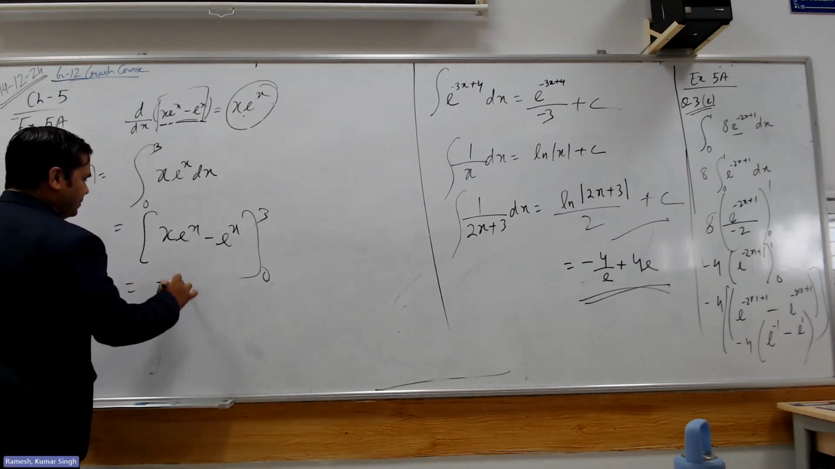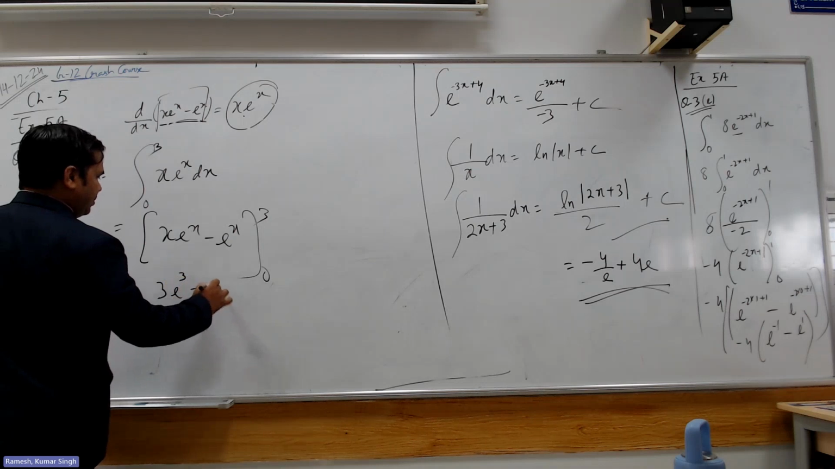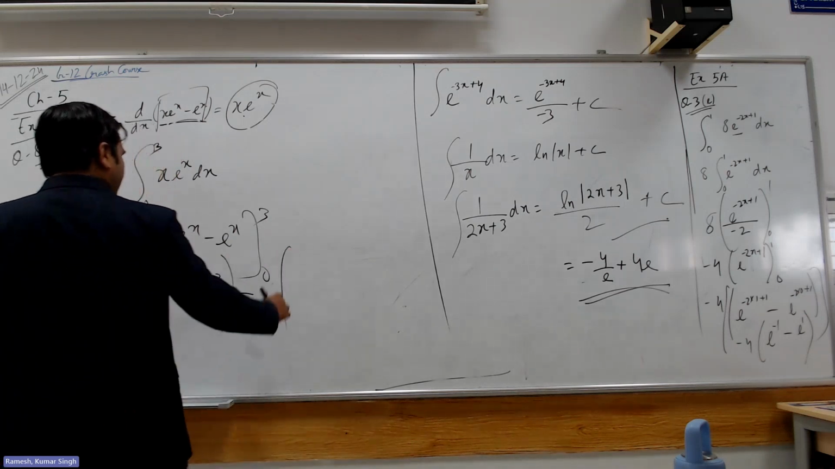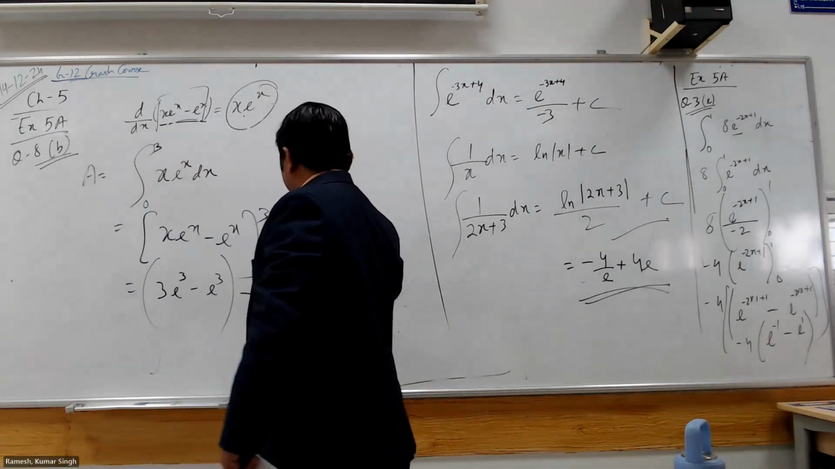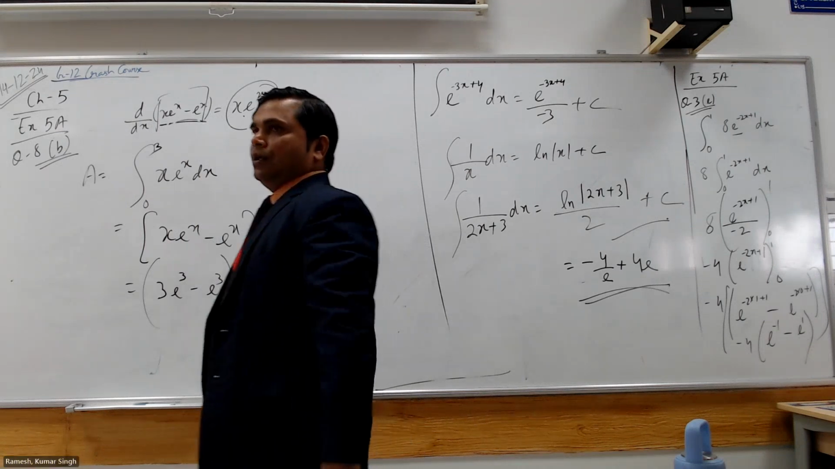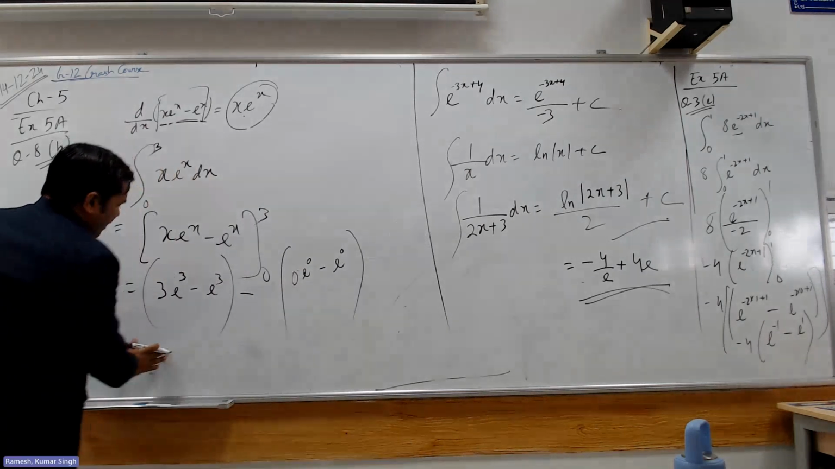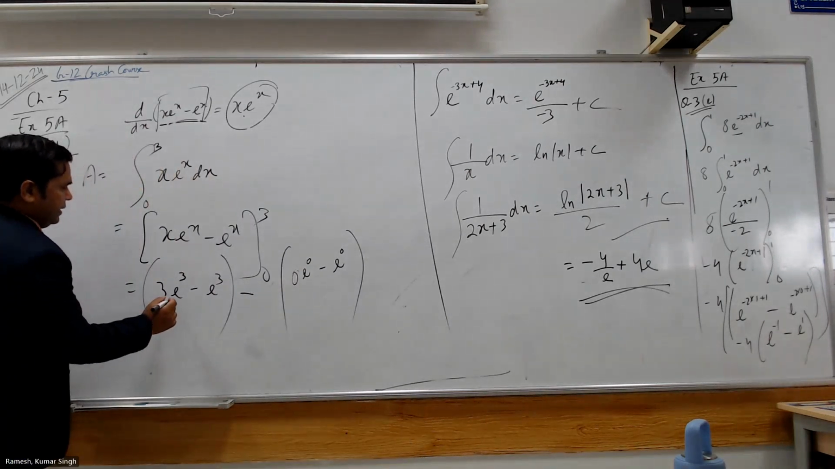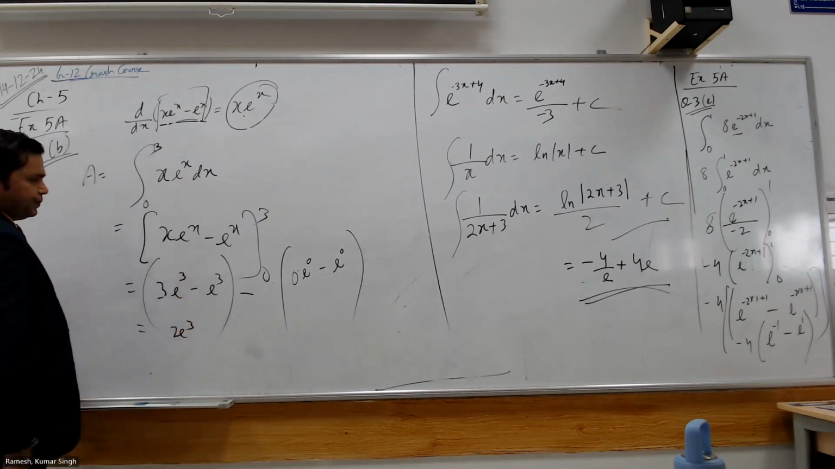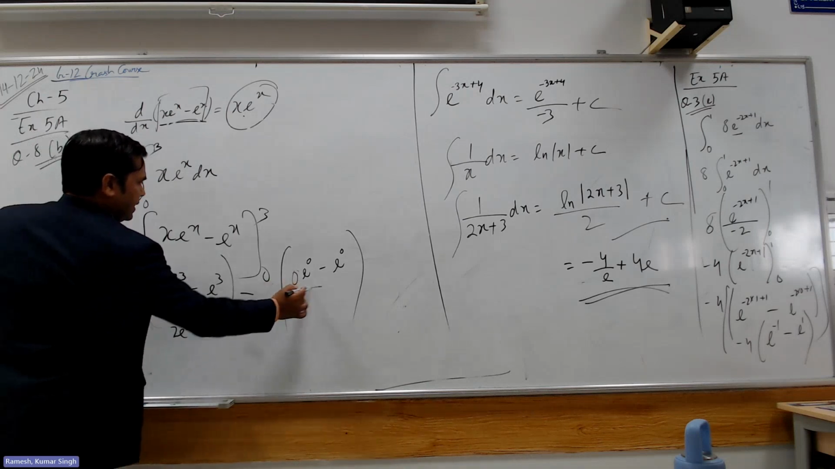So 3 times e to the power 3 minus e to the power 3, that's the upper limit, minus the lower limit 0, e to the power 0 minus e to the power 0. And you're going to get 3e cube minus e cube, which is 2e cube, minus, this is 0.